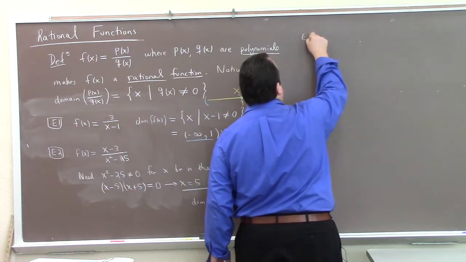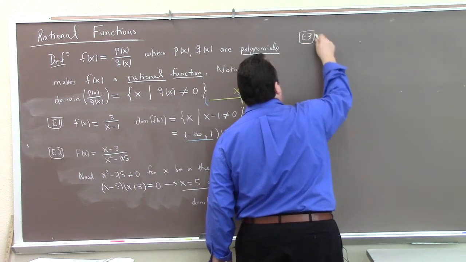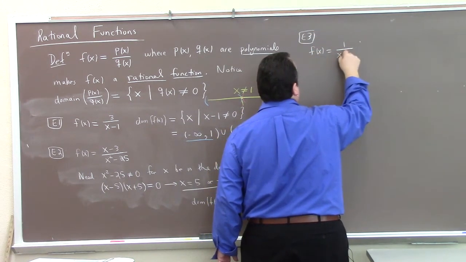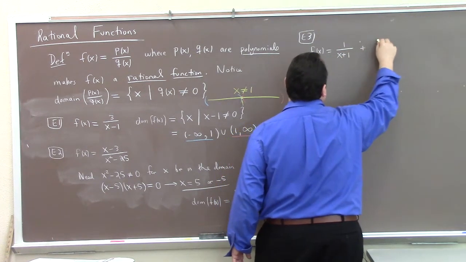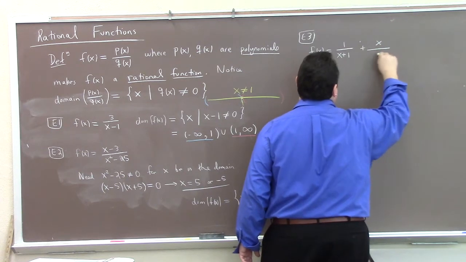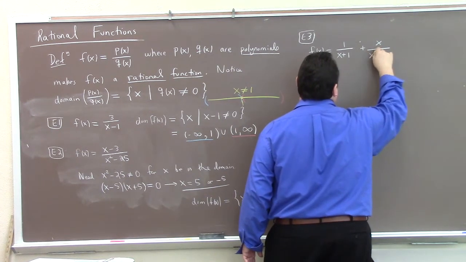I mean, there are more interesting examples. Here, I can do another one. I'll stop here, though. You could have something like this: f of x equals 1 over x plus 1, plus x over, I don't know, x squared minus 2.